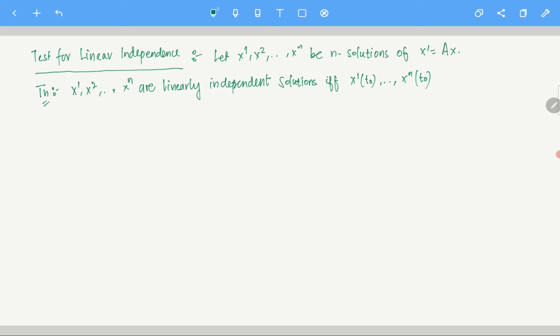So they are linearly independent solutions if for any t you just fix one t naught. Okay, for any t naught, these functions, these numbers, are linearly independent. Clear? So very easy but extremely important theorem.